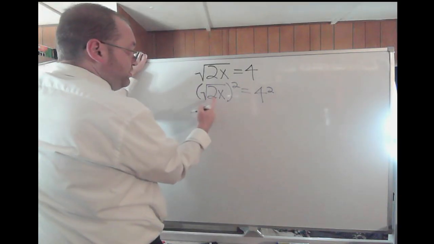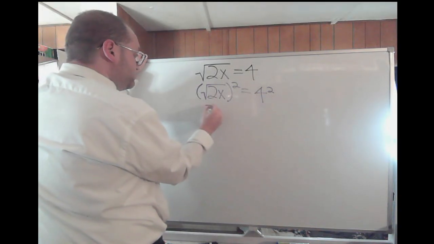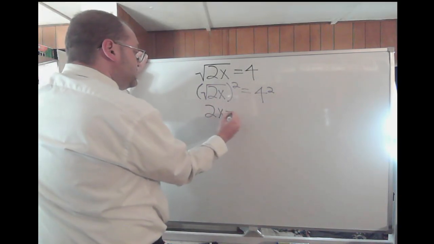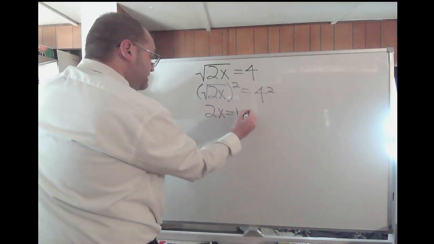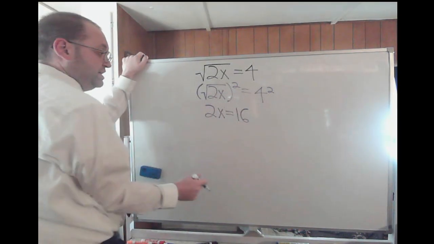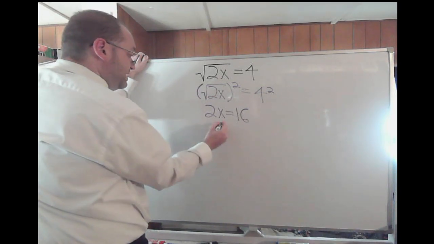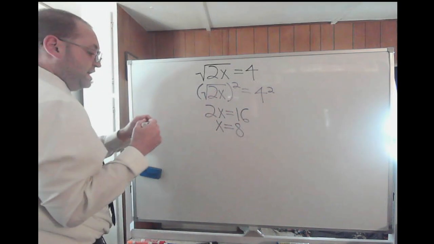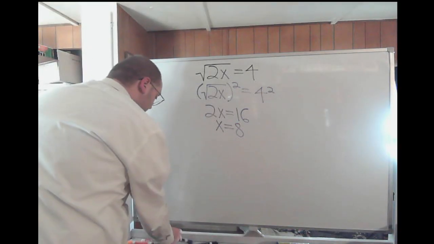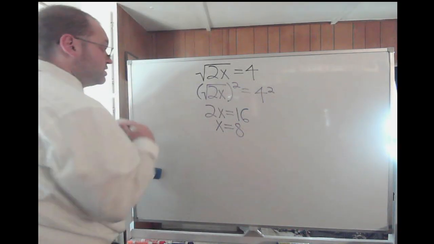which would mean the square root of 2x, that quantity squared, just becomes 2x. That's going to equal 4 to the second power, which is 16. Now you have 2x equals 16, which means x would equal 8. But before we go any further, we need to make sure that this solution works.